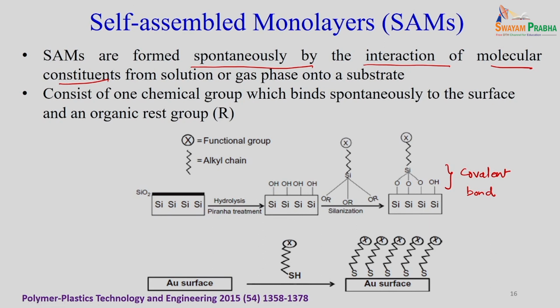So, here this surface modifying agent has two groups. One group binds spontaneously on the surface, and the other group, an X group or R group, decides the wettability or the hydrophobicity of the modified surface.